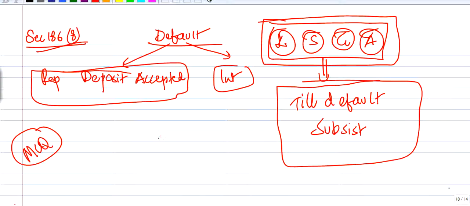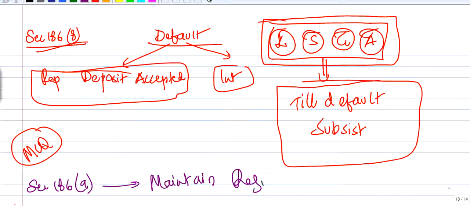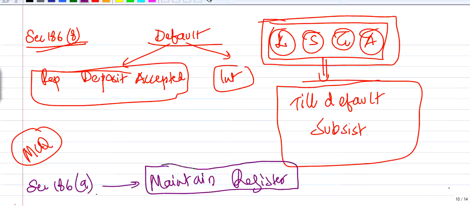So next, subsection 9, section 186, maintaining the register, simple section. Maintaining register with regard to the loan given, guarantee, whatever, they have to maintain the register. That is subsection 9.